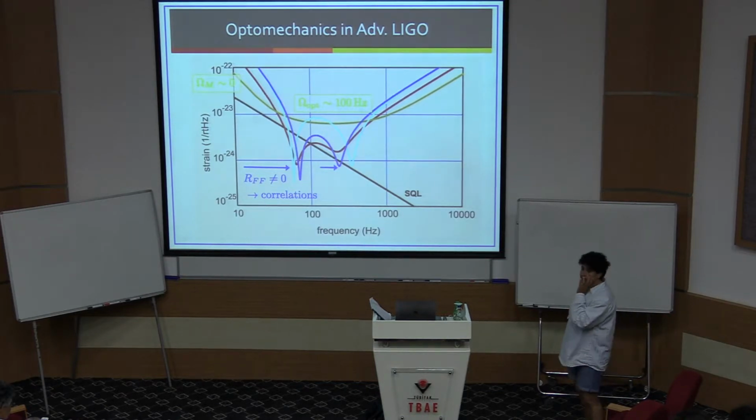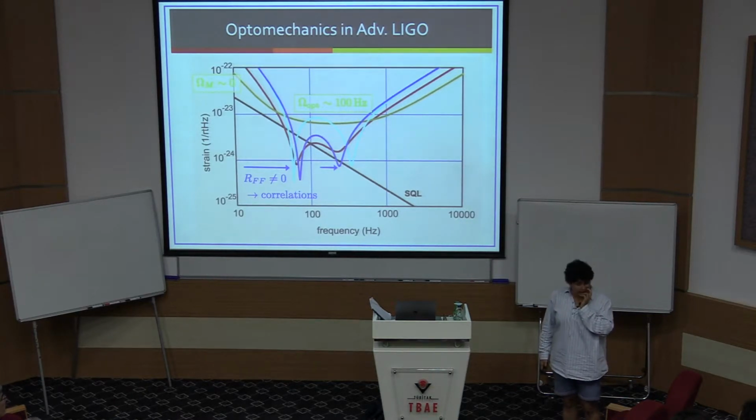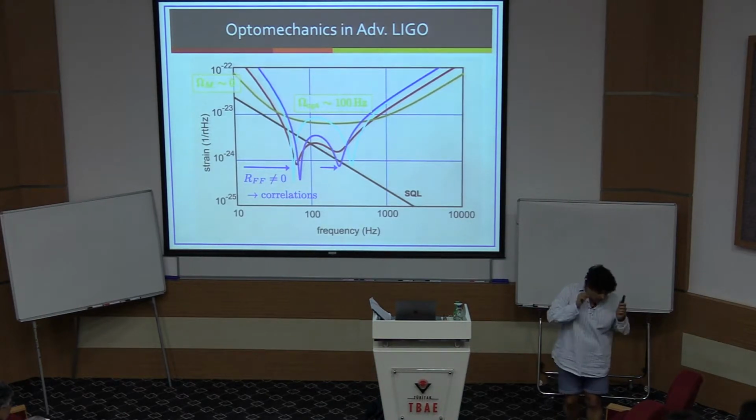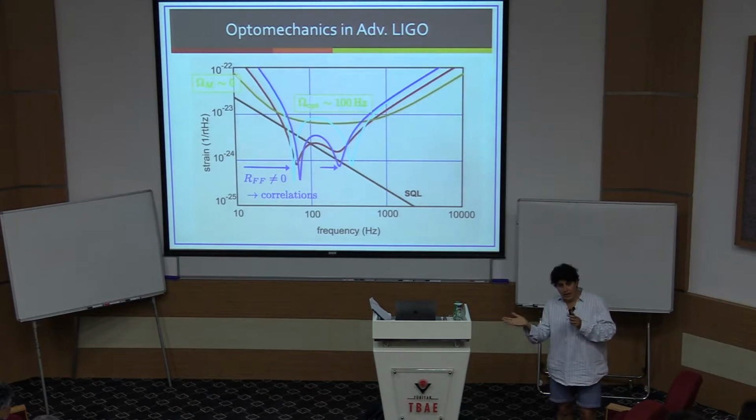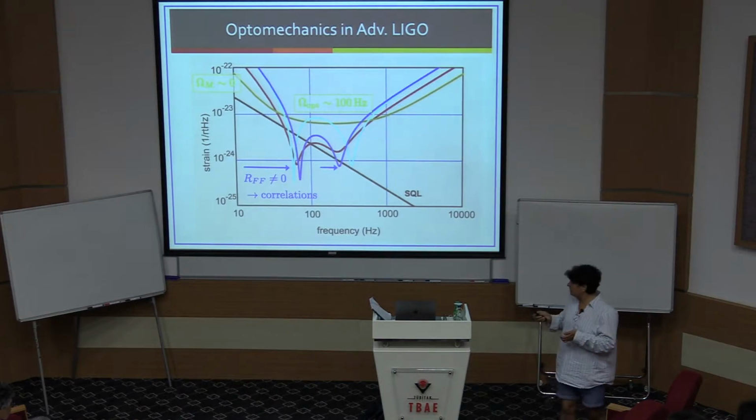And now notice something rather remarkable. Remember I'd introduced to you the SQL, the standard quantum limit? You can go below it. Now, why can you go below it? You can go below it because, remember early on I told you radiation pressure couples amplitude fluctuations into phase fluctuations, and that's a correlation. And when you make a correlation, you get squeezing.